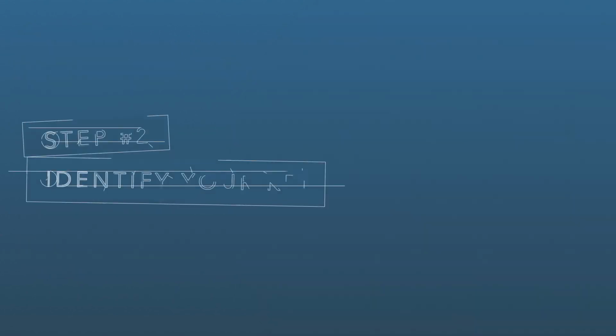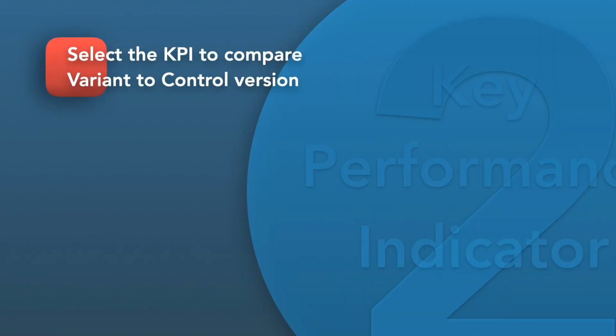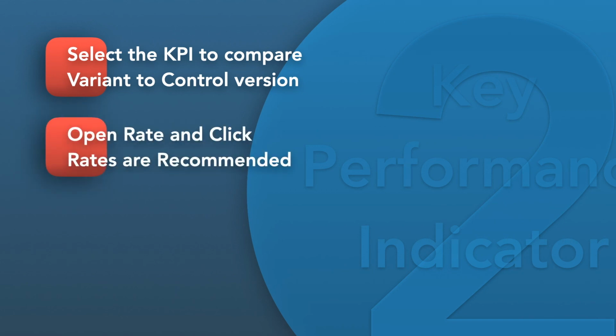Step number 2, identify your performance indicator. This is the data you'll be looking at to see if the change in the variable affected it or not, and if so, by how much. As an example, if you are changing your email title, your performance indicator might be the open rate to see if it gets impacted or not.